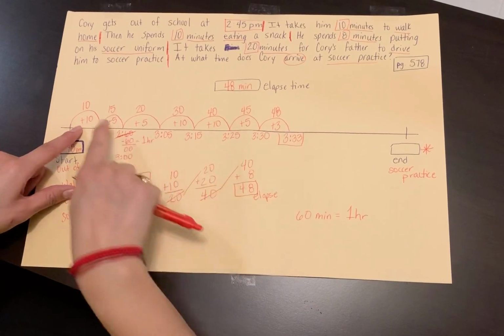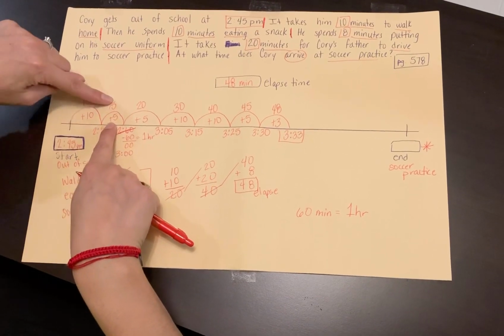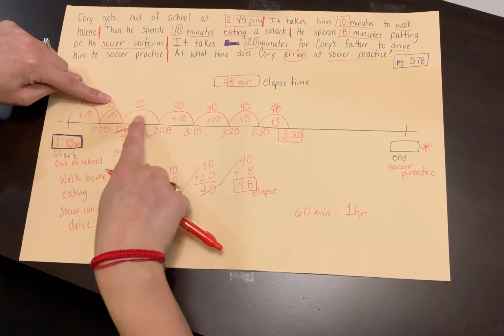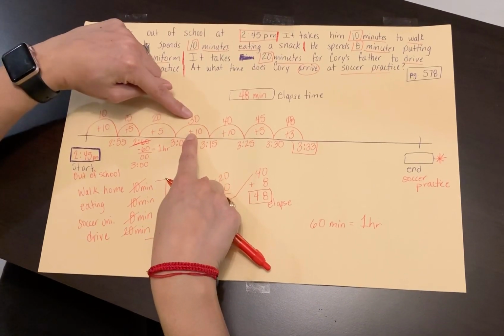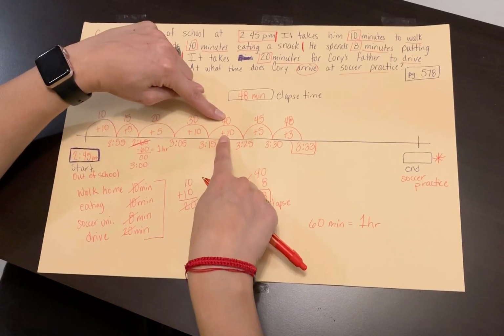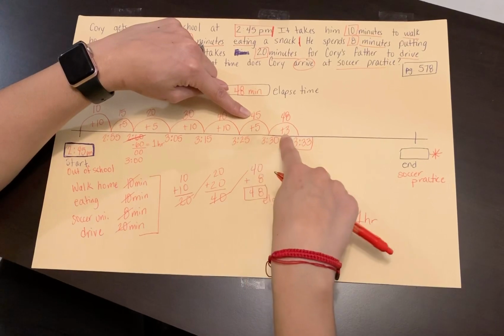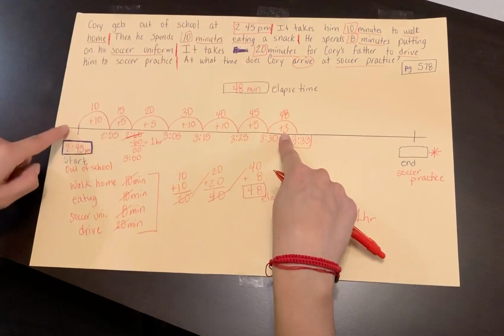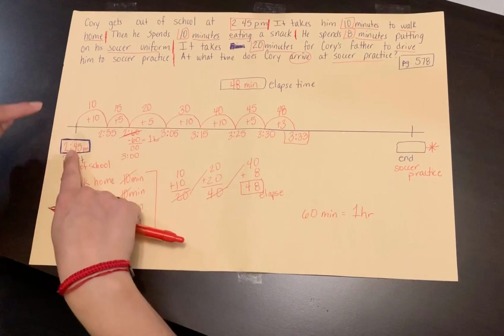So let me check the minutes I added first. 10 plus 5 is 15. 15 plus 5 is 20. 20 plus 10 is 30. 30 plus 10 is 40. 40 plus 5 is 45. And then 45 plus 3 is 48. Now I'm going to check that I moved my time correctly, or I have to go back and change it.